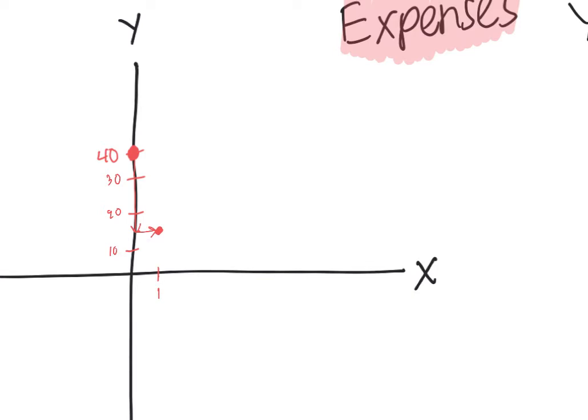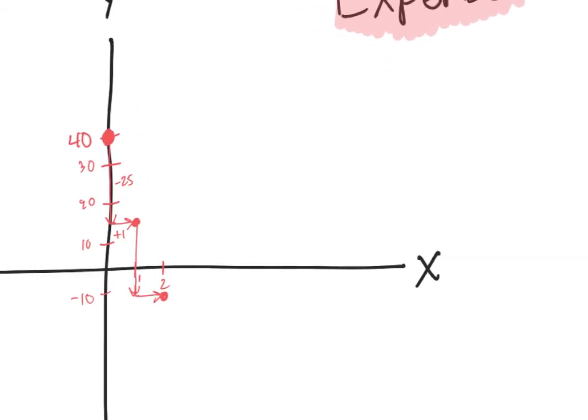This was down 25. And then plus 1. Let's do one more point. So if we go down 25, it should be at negative 10, and then over 1 more, so at 2. 2 weeks. So we've got 3 points. All we're going to do is draw a line connecting all 3 of them.